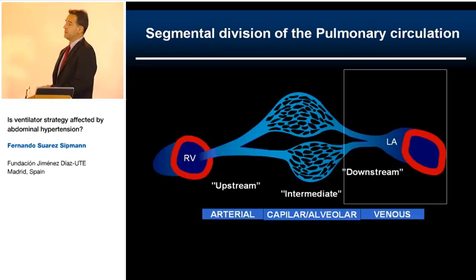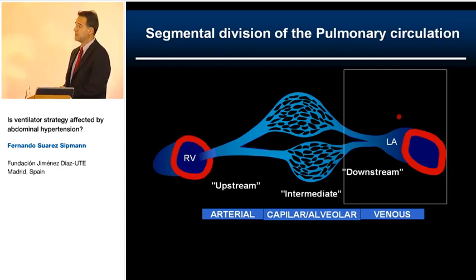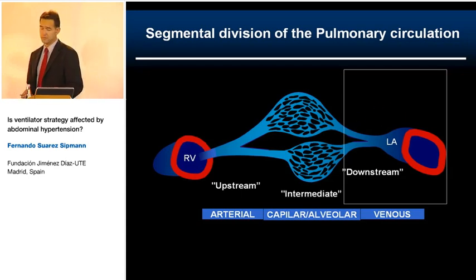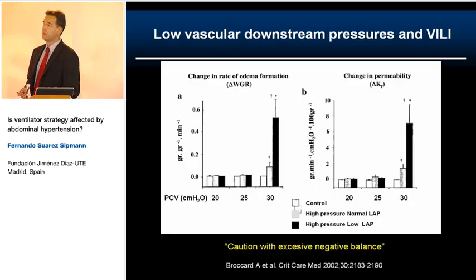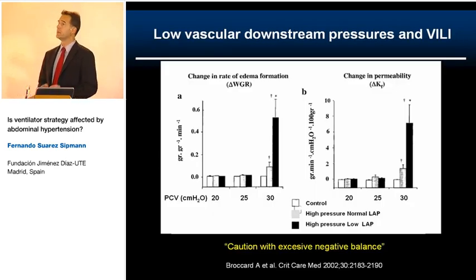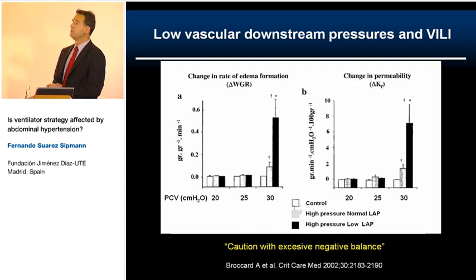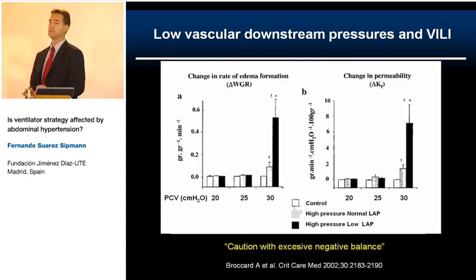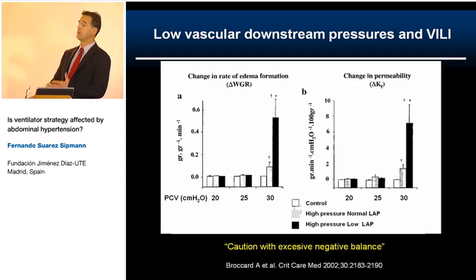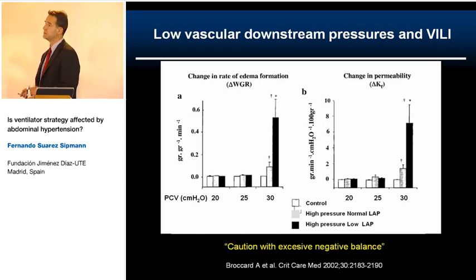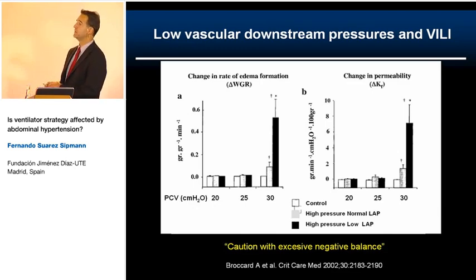Then looking at the downstream side, that is the venous side of the pulmonary circulation, another important question was: do low vascular downstream pressures increase the potential for VILI? As if we increase the downstream pressures, are we increasing the likelihood of creating a ventilation-induced lung injury?